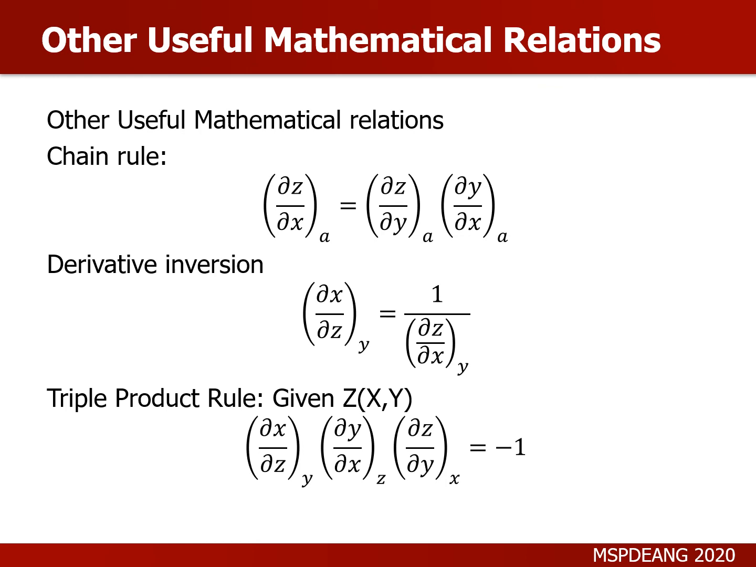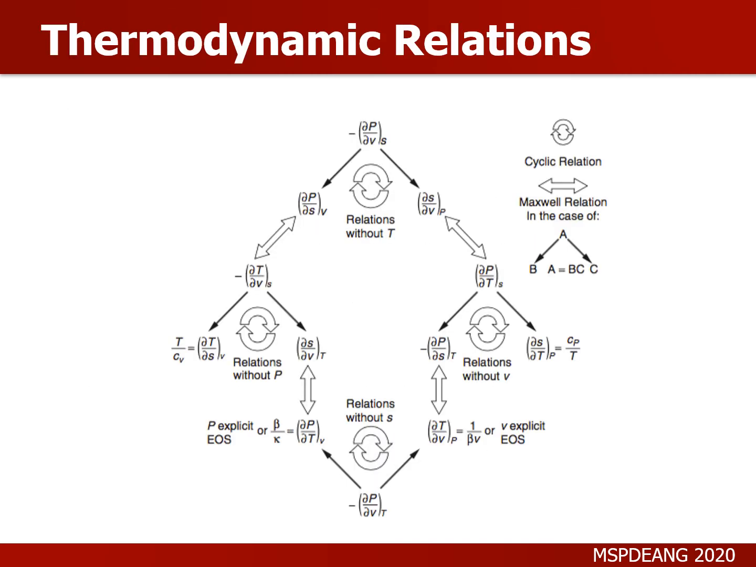Okay, so some other possible useful mathematical relations that you may need. So you have your chain rule. Okay, you can also have your derivative inversion, and you can also have your triple product rule. And these are used to manipulate other thermodynamic properties, okay, to obtain an equation that will be useful to us, or to prove another relationship between multiple thermodynamic properties and multiple thermodynamic variables. Okay, so typically, these are the relations that happen. Okay, so we have P, V, T, and S. So you can derive relations, okay, without the temperature term. You can also derive relations without the pressure term, without the volume term, or without the entropy term. Okay, so we can make use of this web of thermodynamic properties to derive more useful thermodynamic property relations, which all hold mathematically.